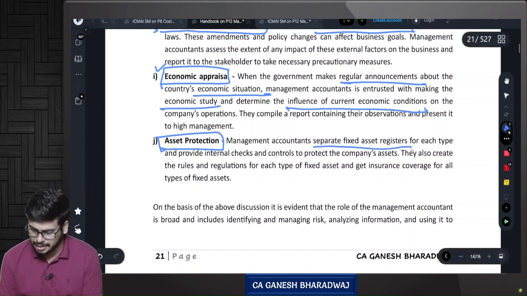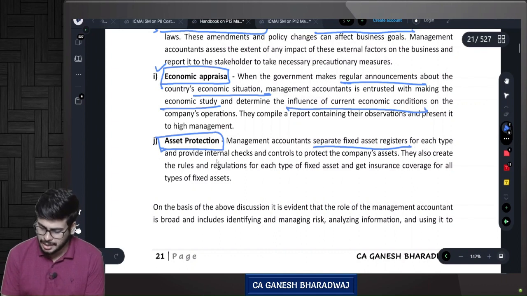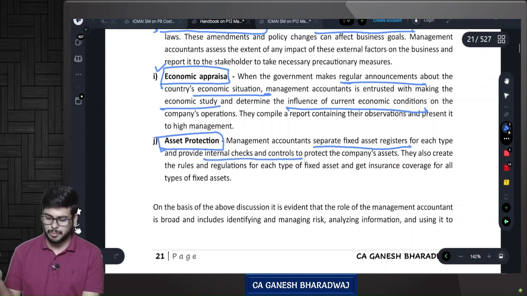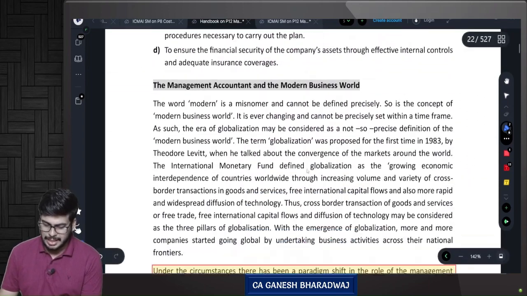Separate fixed asset registers for each type are maintained, and proper internal checks and controls to protect the company's assets. All these things have been mentioned here. Clear with this? Yes, fine.